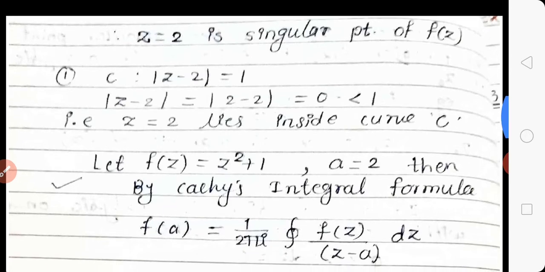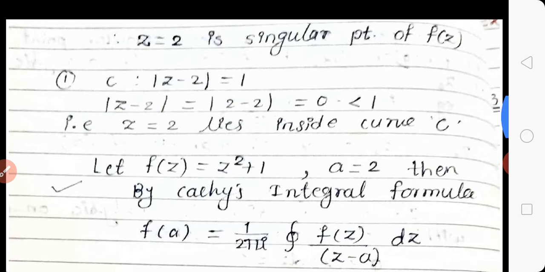If we take z is equal to 2, then we get the value of function as infinite. That is, z is equal to 2 is the singular point. Here we consider z is equal to 2 is the singular point of f of z. We check whether this point lies inside the curve or outside the curve. This is the point at which the function is not analytic.